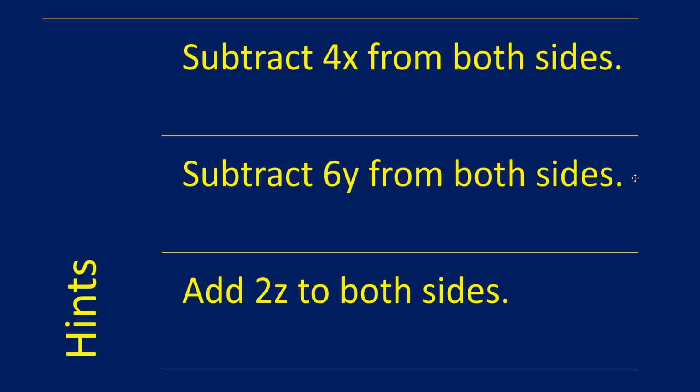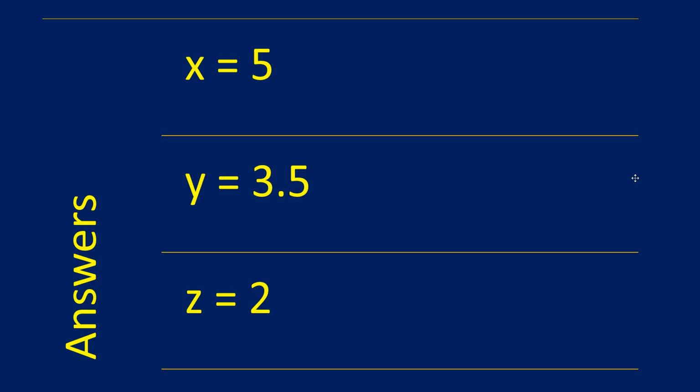Okay, let's have a look at the answers. So the first one, x equals 5, y equals 3.5. Remember, don't be scared of the decimals, there can be decimal answers. And the final one, z equals 2.